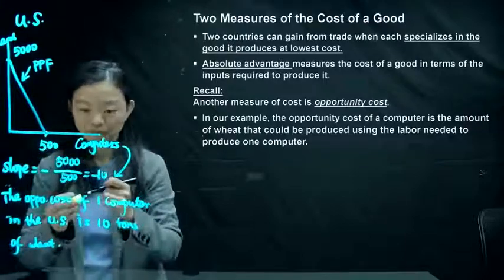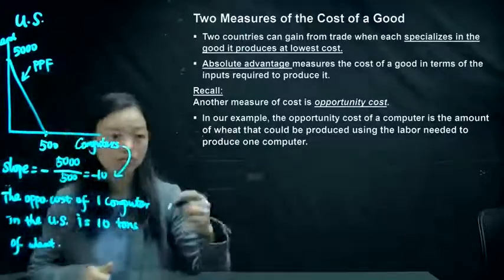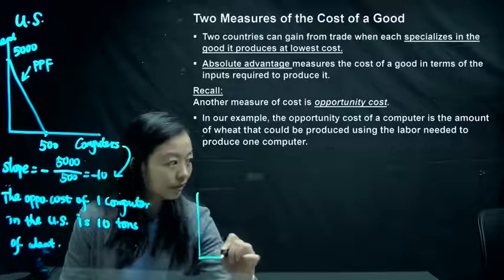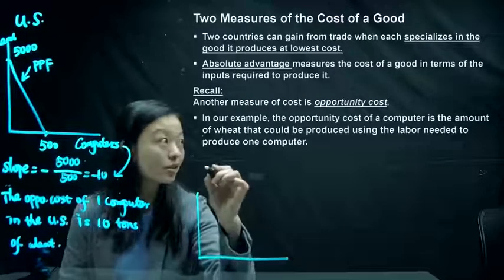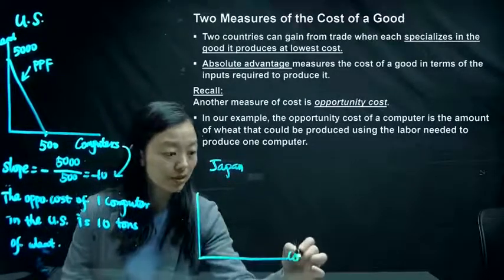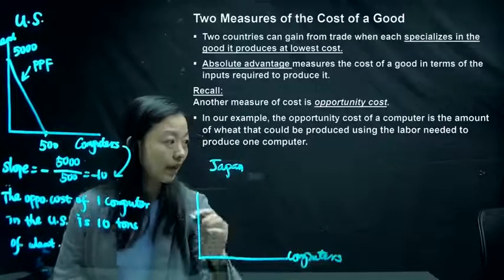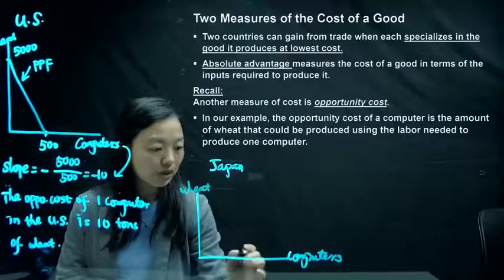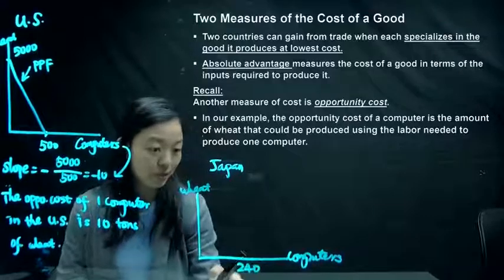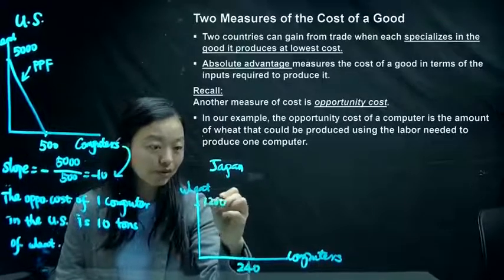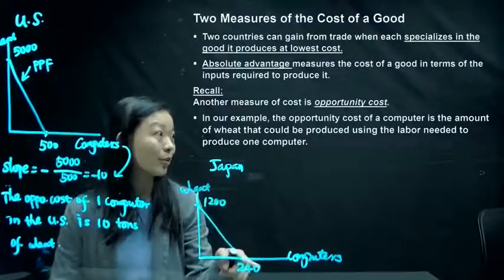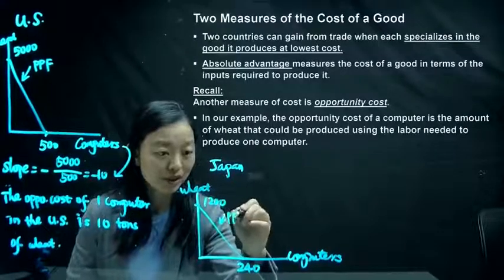Now let's look at Japan. For Japan, I can just draw a graph here. Similar, I will put computers on the horizontal axis, and this is still the weight. We notice that Japan will have 240 computers maximum, and 1,200 tons of weight maximum. Link these two dots, similar, you can get the PPF for Japan.